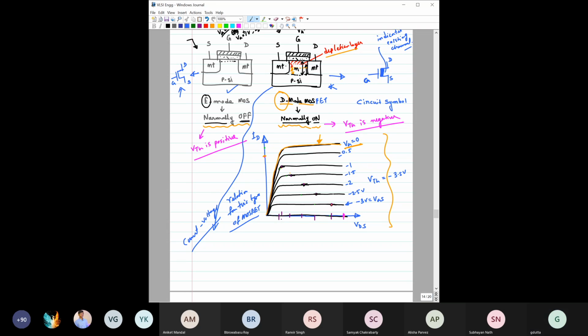Ranbir? Ranbir, can you hear me? Ranbir Singh? Yes, sir. Ranbir, can you guess what the current voltage relation should be for this? It would be similar to the enhancement type. Similar to that only. Then what would be the only difference? Only when you are putting the threshold voltage, you have to take care of the values, right? Threshold voltage values. Yes. Very good.